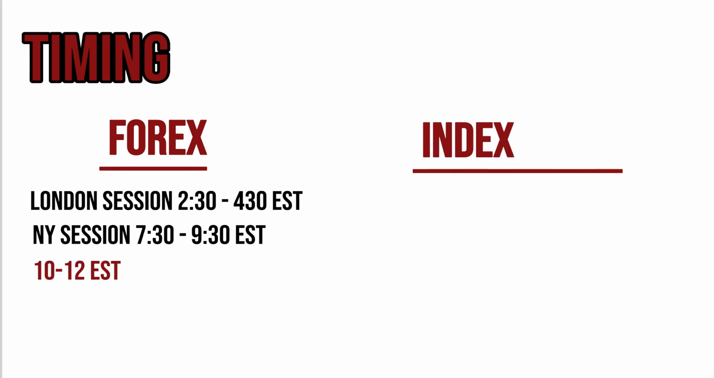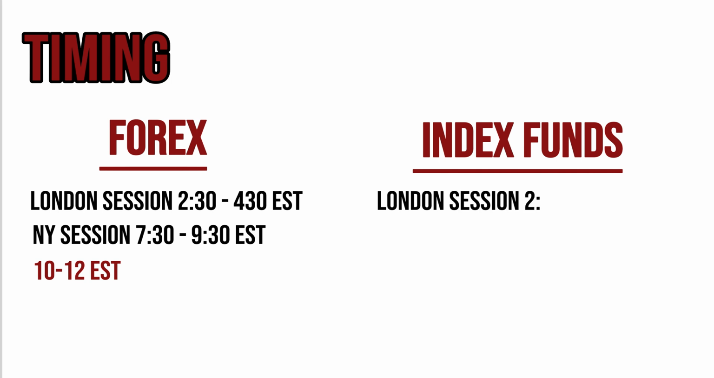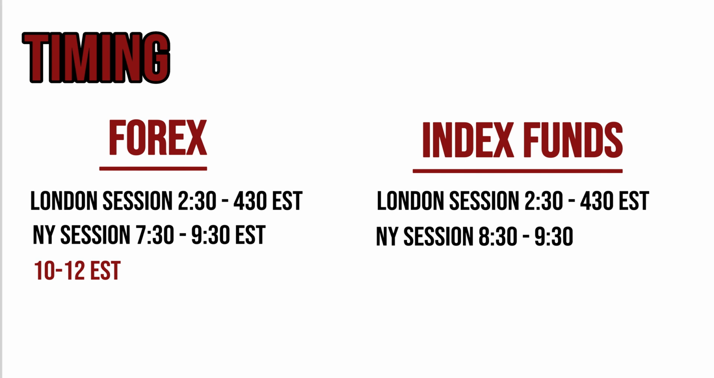For NAS 100 and SPX or any other indices like US 30, you'd want to trade the London session from 2:30 to 4:30, and you want to trade the New York session from 8:30 to 9:30. Then give it a break when New York Stock Exchange opens, and then you can carry on again from 10 to 4.